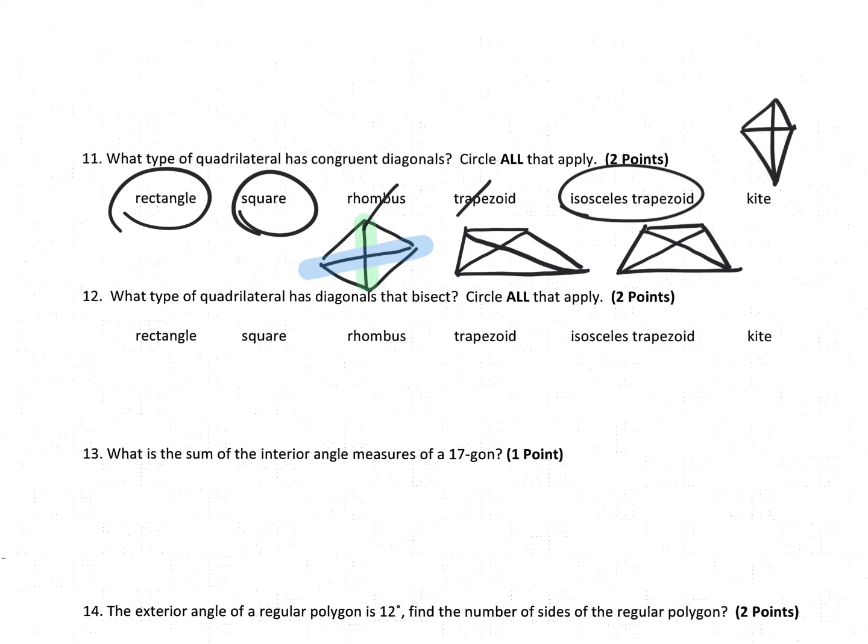Okay, what type of quadrilateral has diagonals that bisect? Same thing, we're going to have a rectangle and a square again, but then a rhombus will always have 90-degree angles right there. That's one of their properties. The rest of them are a no-go.